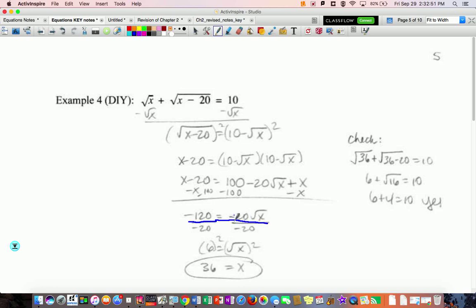And then this time I say, does it help to divide by negative 20? Sure it does. So when you divide, you end up with the 6 and the square root of x. So now when you square both sides, you get x is 36. And you can see over here that it checks, and that one answer does work.